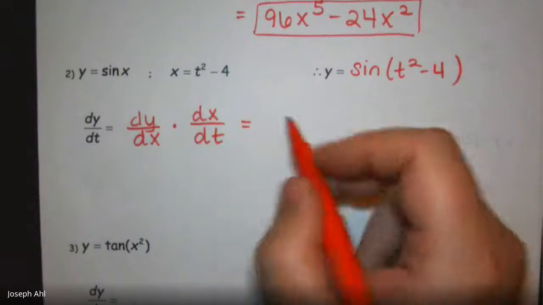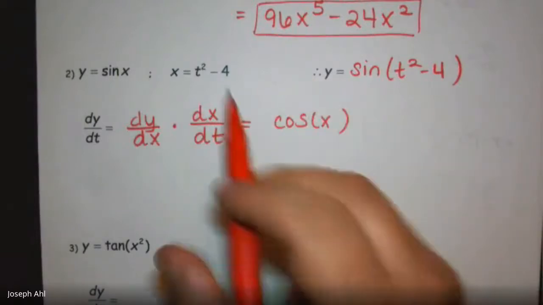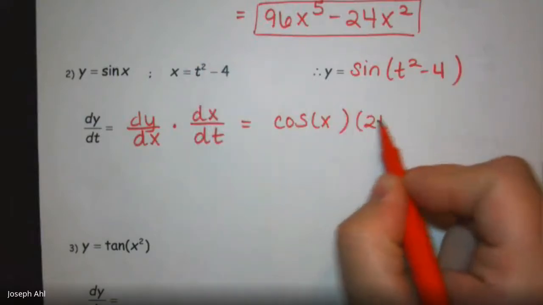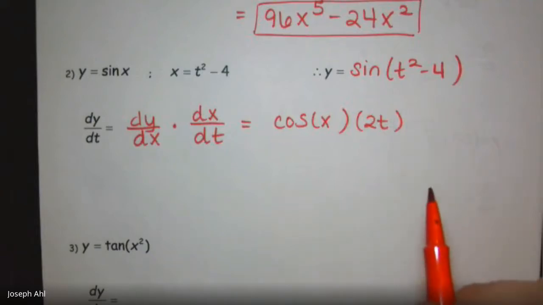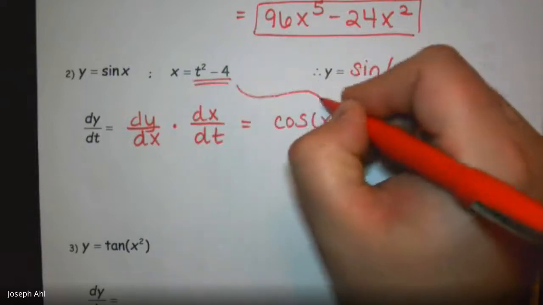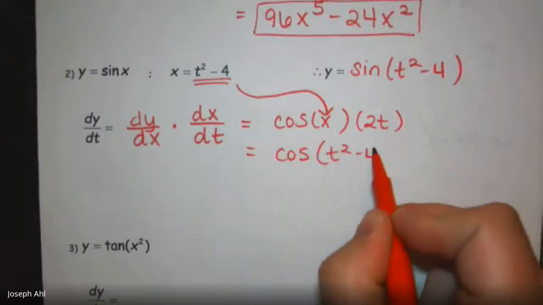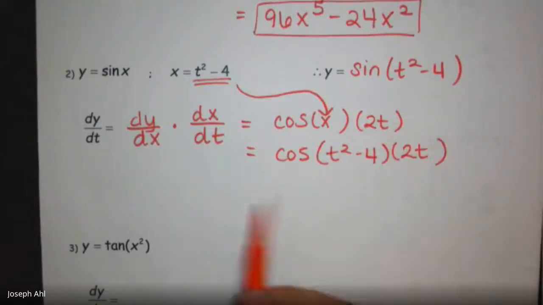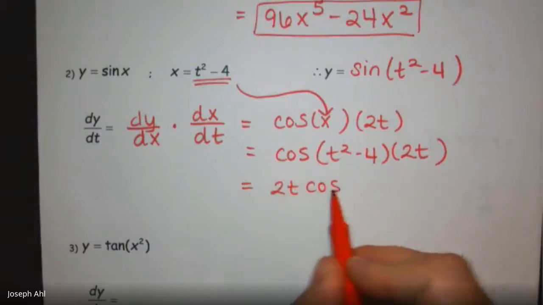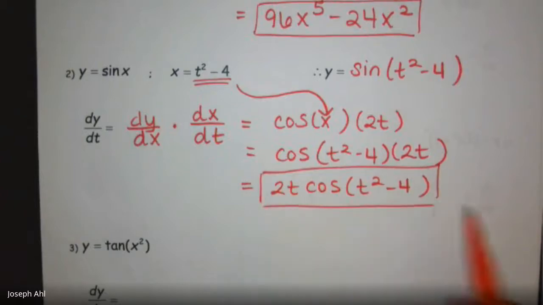All right, well, dy/dx is cosine of x. dx/dt, in this case, the derivative of this is just 2t. Now, remembering that x is really equal to t squared minus 4, we're going to replace that in this function right here to get cosine of t squared minus 4 times 2t. And I would say typically we would probably bring this 2t in front of the cos function to write our final answer as 2t cos of t squared minus 4.